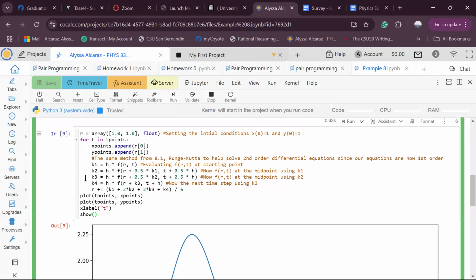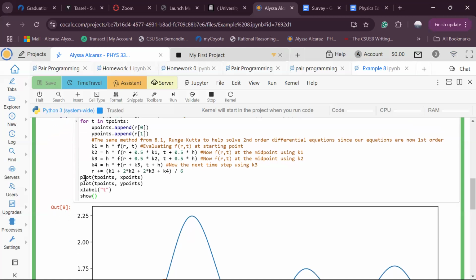But this time, our second order differential equations are now converted to first order differential equations. So it's going to be the same process. We'll do the fourth order Runge-Kutta. So we'll start by evaluating our function f(r,t) at our starting point, and then at the midpoint using k1, and then the same process at the midpoint using k2, and then our next time step using k3, and then finding the average where r plus equals all of that together to find the average.